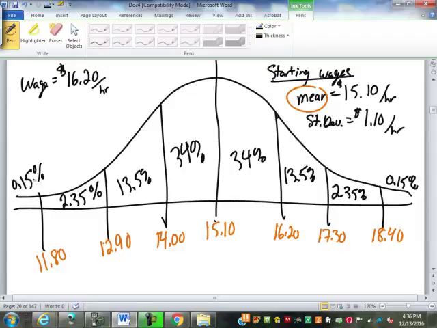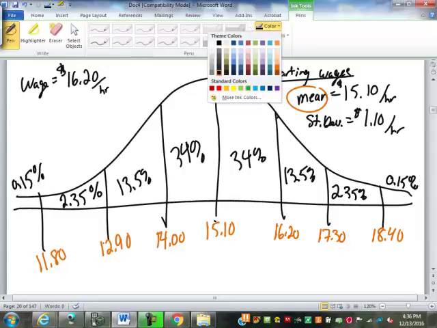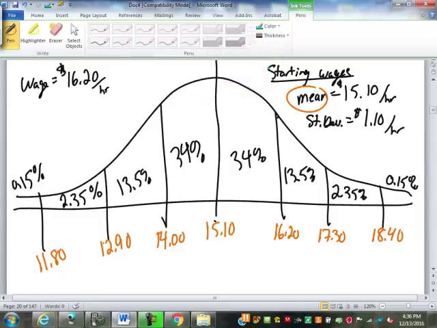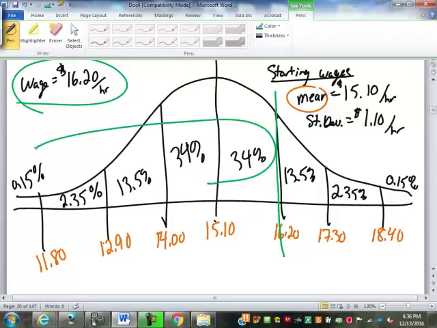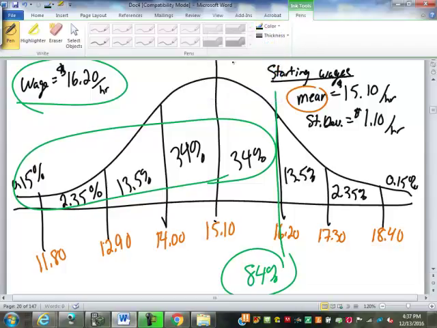Okay. So there they are. Your offer of $16.20 falls right here. That means you're getting a better starting salary. If you add all these up, that adds up to 84%. You are getting a better starting wage than 84% of the people in that area. Does that make sense? Maybe tempted to take that one? Yeah, be right in the middle.